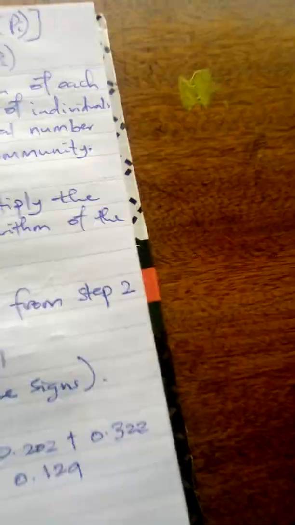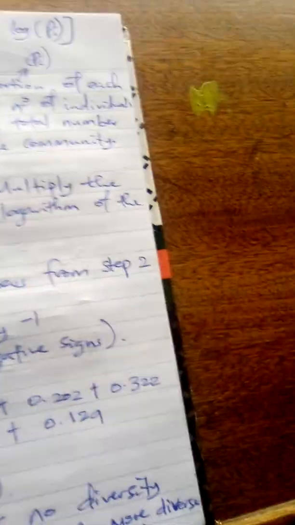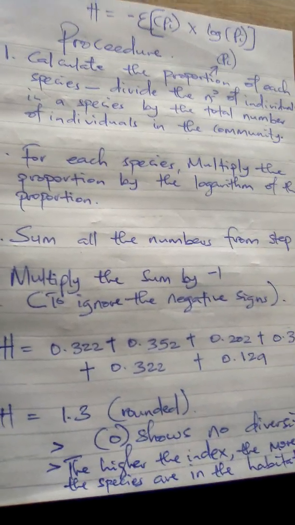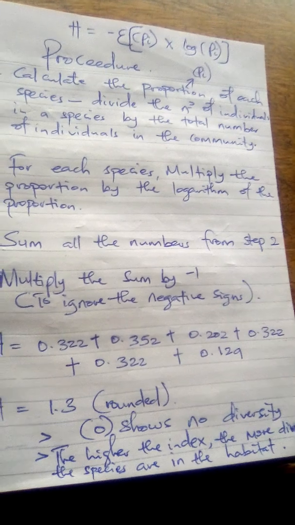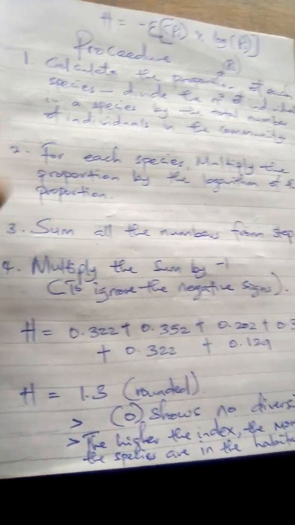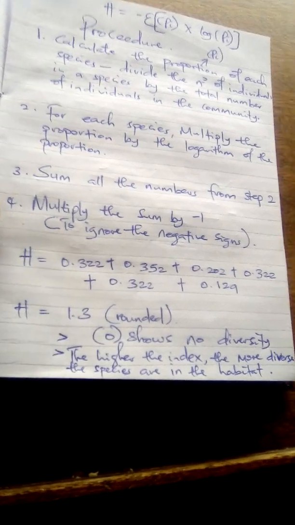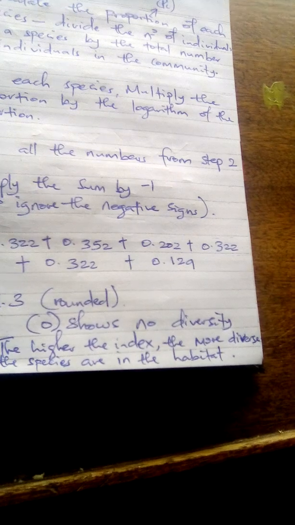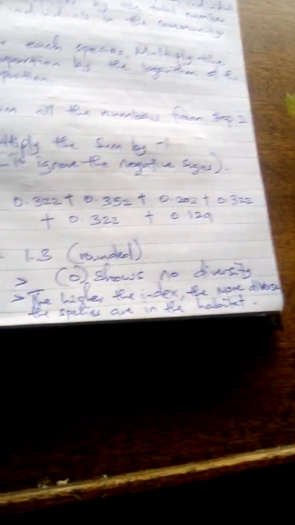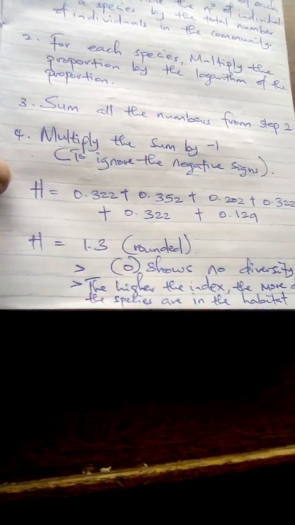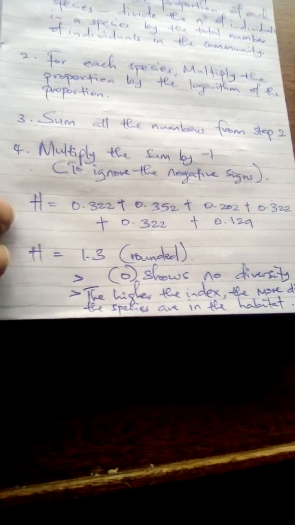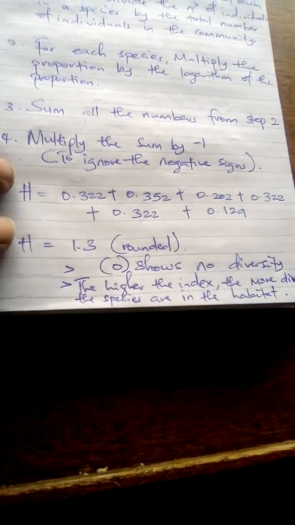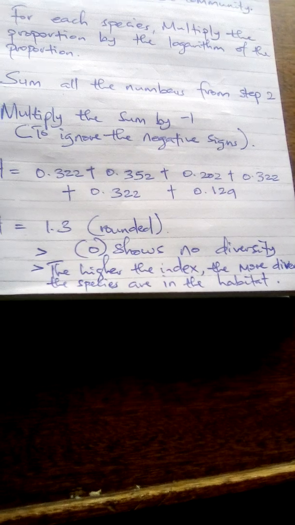We go back to the procedure, and after getting the proportion for each species, we go on and sum all the numbers from step 2 that you have just seen. And then after everything, we multiply the sum by -1, just to get rid of the negative sign, because the result has to be positive. And here we have gotten our Shannon-Weiner Diversity Index to be 1.3, which is already rounded.